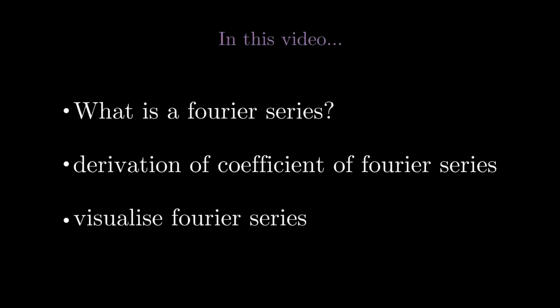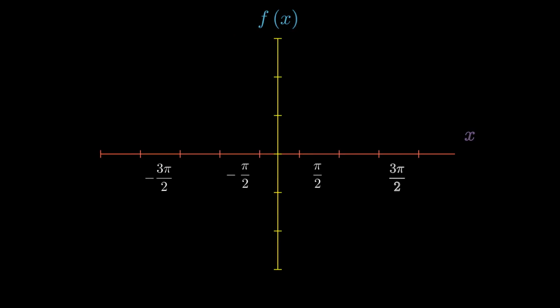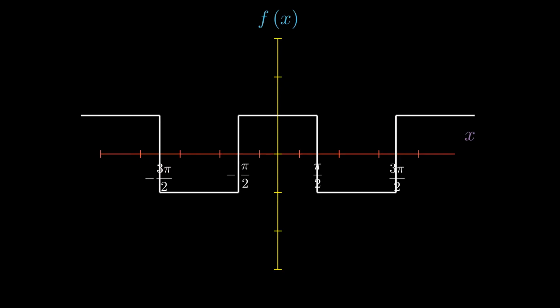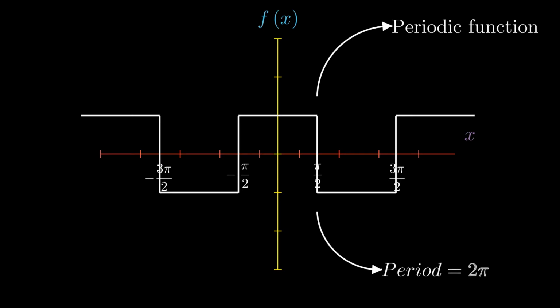In this video, I'll be explaining what a Fourier series is, how to derive the coefficients of Fourier series, and as a bonus, we shall visualize the Fourier series. So here I have a graph of a square wave function. This function is a periodic function and has a period of 2 pi.